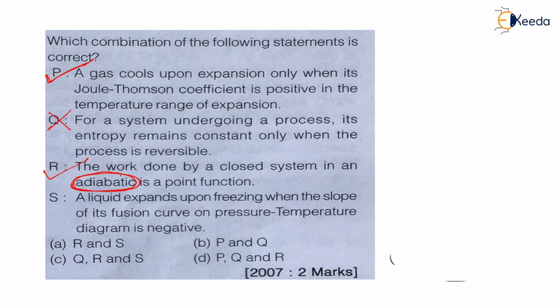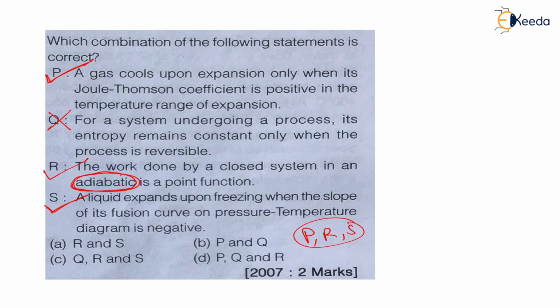Now my dear students, take a water bottle, fill the water bottle full of water, close it, and put this full water bottle in the fridge and observe, the ice will come out. Why? Because on freezing there is an expansion, and this expansion is because the fusion curve has a negative slope, right? This is a triple point concept. This statement is also correct, my dear students. Therefore here only Q is wrong, and here P, R, S are correct.